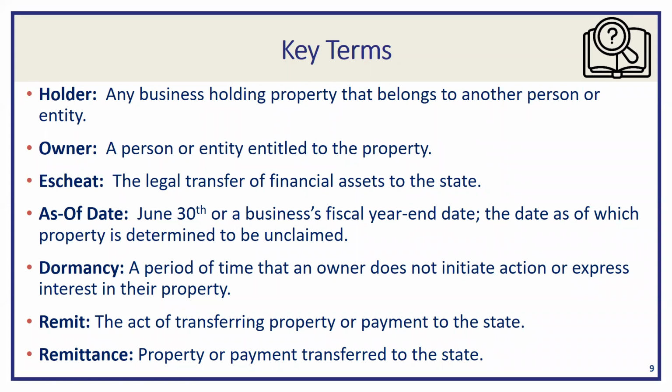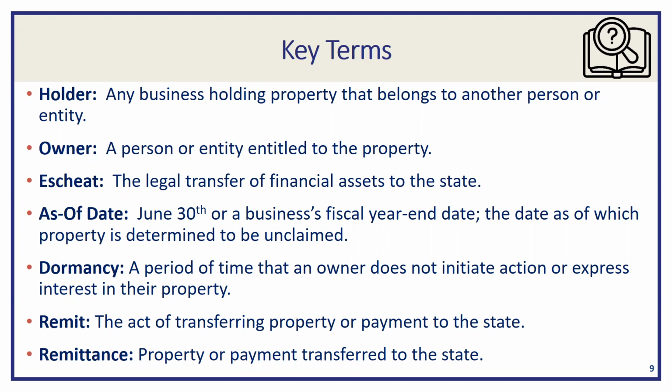In the state of California, your as of date on your unclaimed property reports can be either your business's fiscal year end date, so the date that your company closes its books and records for the year, or you can use the state of California's fiscal year-end date, which is June 30th.